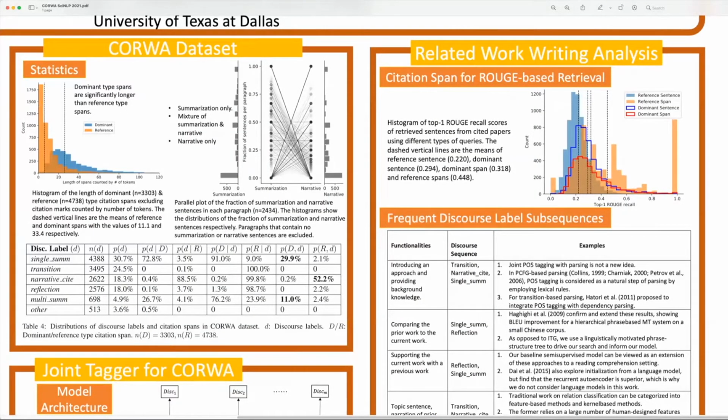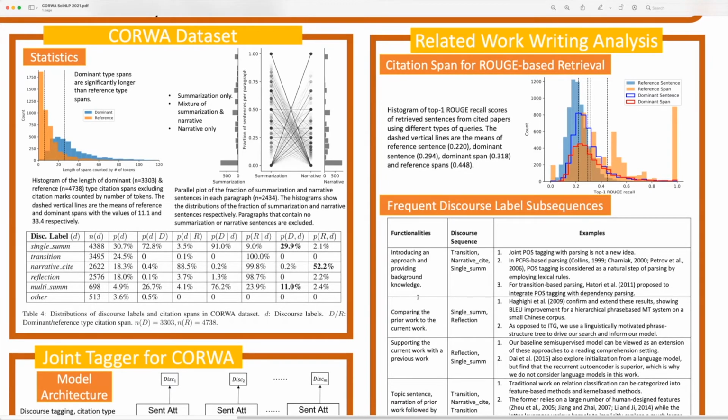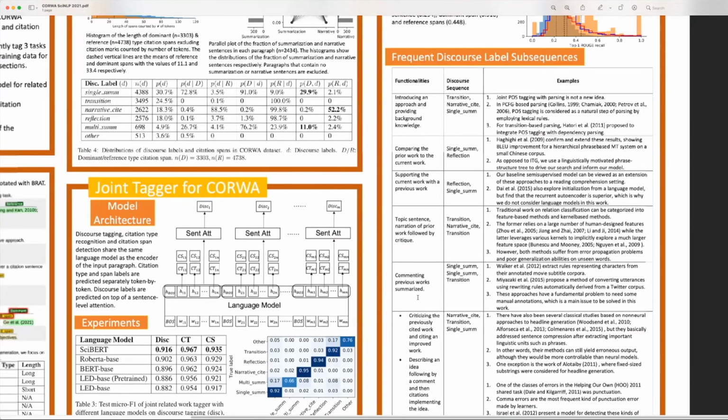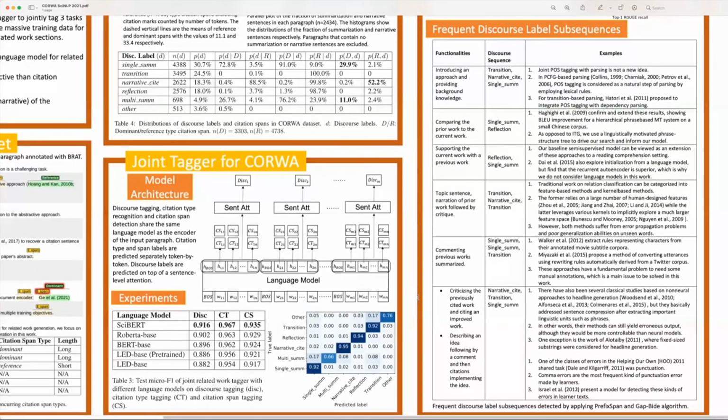Finally, we did some analysis. The first figure shows that using citation span is a better alternative than using citation sentences for retrieving the most relevant sentences in the cited paper. Next, we use rule-based algorithms to identify some frequent discourse label subsequences. Each of these patterns has reasonable functionalities.